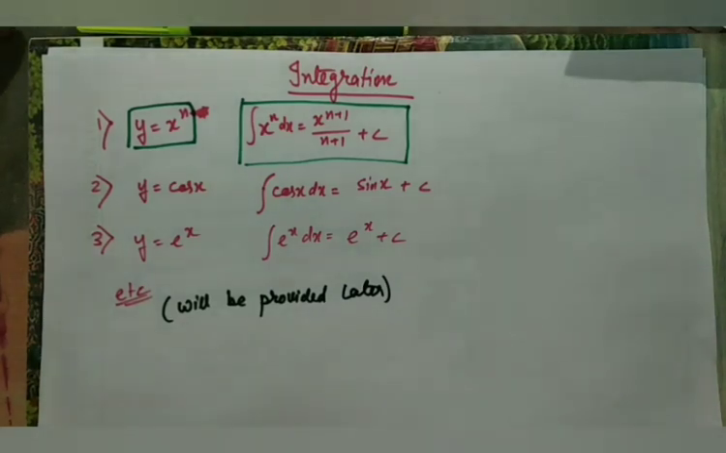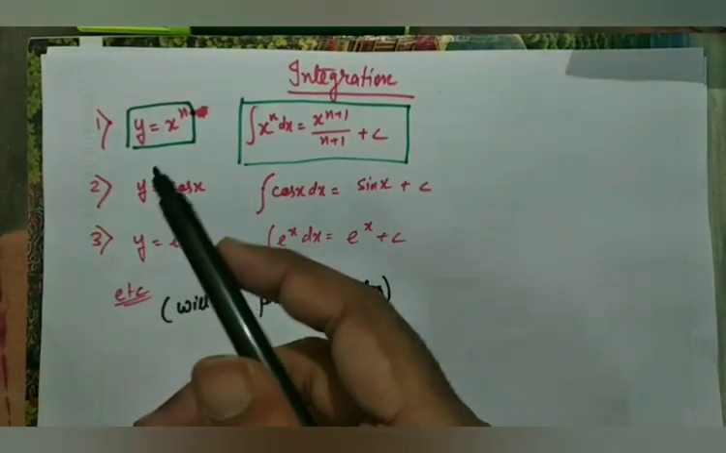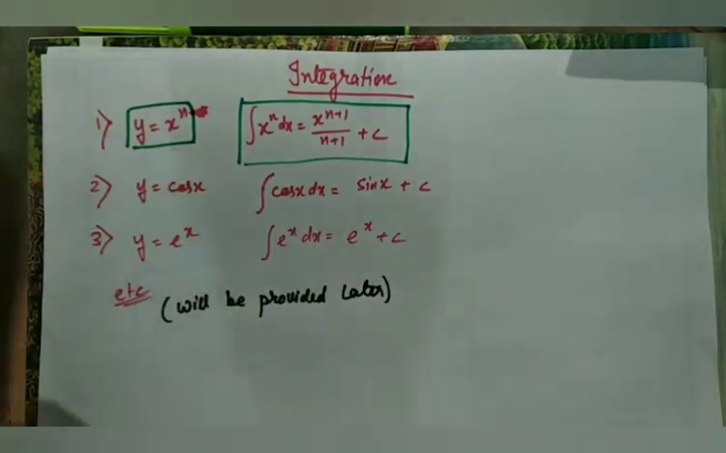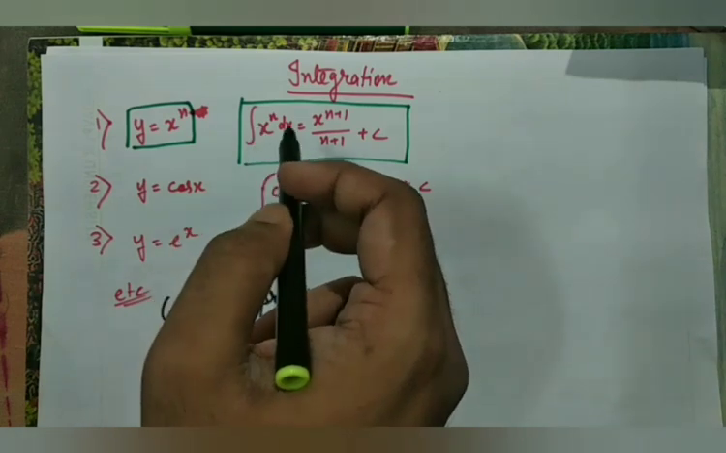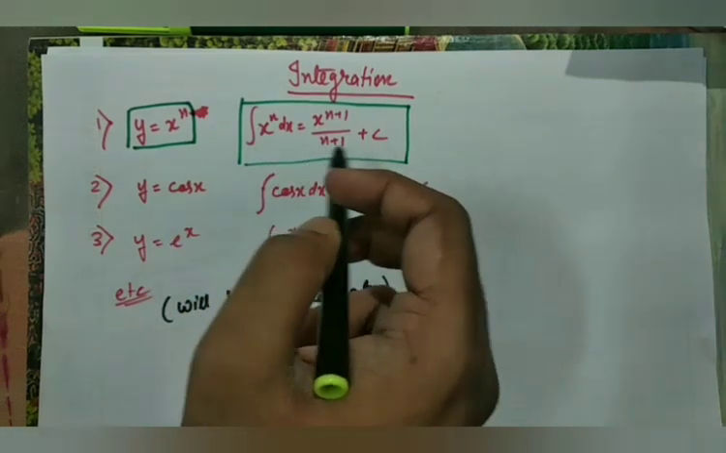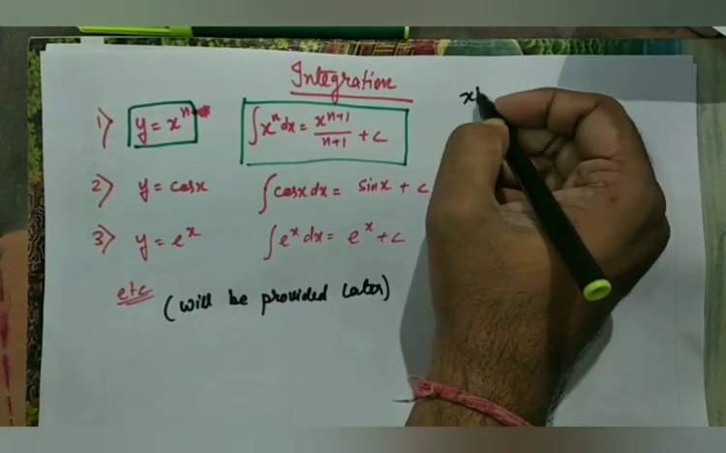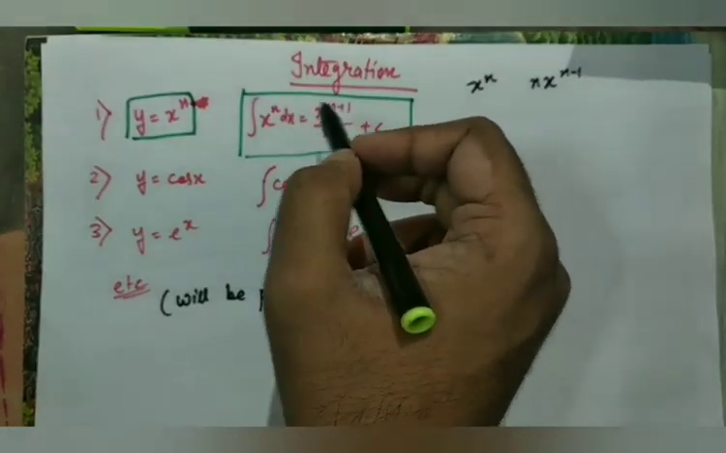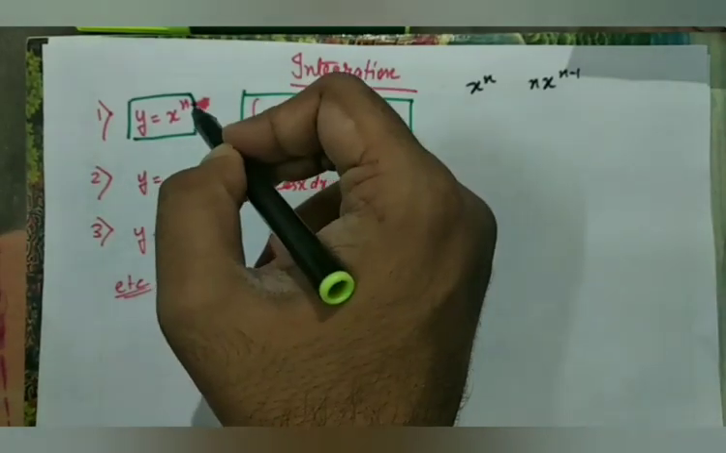Now let us consider some formulae by which we can solve integration. In integration, we can say it is the opposite of differentiation as far as the formulae are concerned. Like y equals x to the power n, the integration of x to the power n dx will be x to the power n plus 1 by n plus 1 plus c. In differentiation, x to the power n gives n into x to the power n minus 1. So it is opposite. If we differentiate x to the power n plus 1 divided by n plus 1, it will become x to the power n.